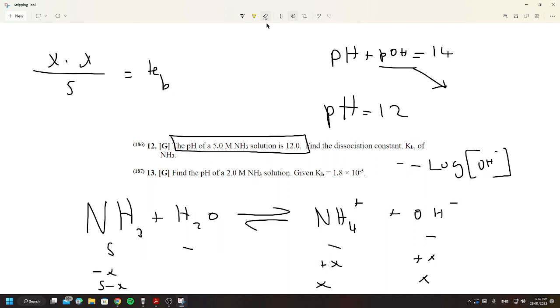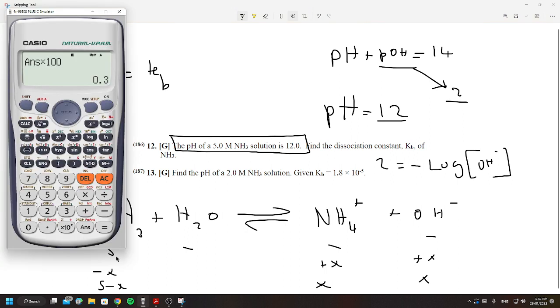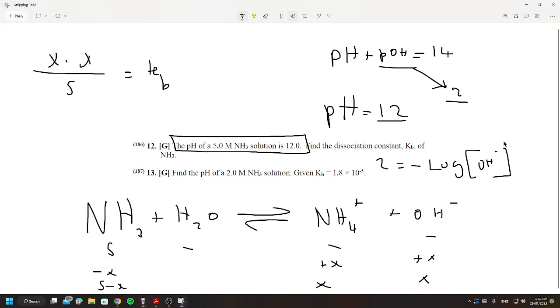No, wait, oh my god, I'm so bad at math, it hurts. This is 2. This is 2, you guys. This is 12. 2 plus 12, 14. Okay. So 2 is equal to negative log OH minus. You can solve for OH minus. And we got OH minus concentration to be 0.01.